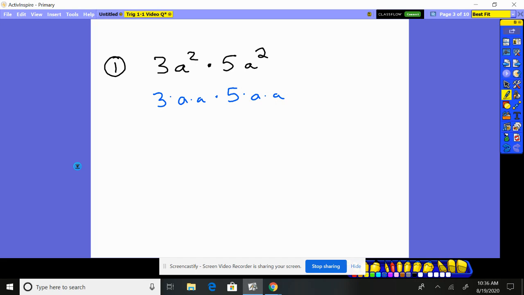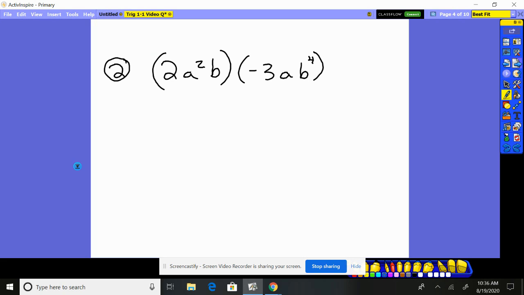Well, we can multiply the 3 and 5 and get 15. A times a times a times a. How many a's do you see? A to the 4th. Think what it means. Don't try to remember rules. Let's look at this one.